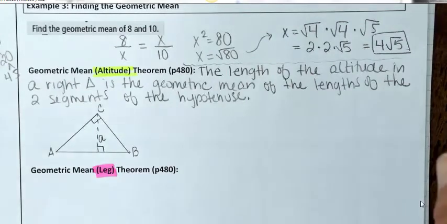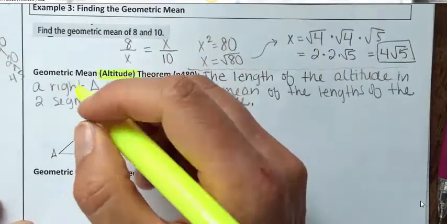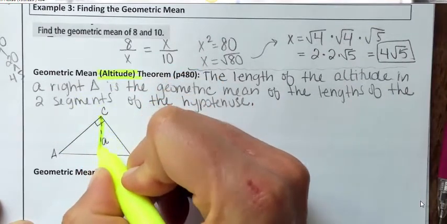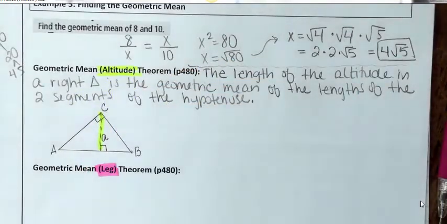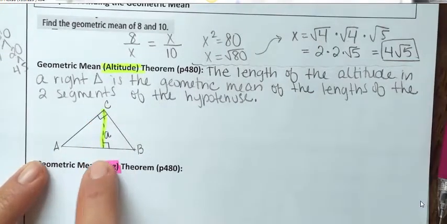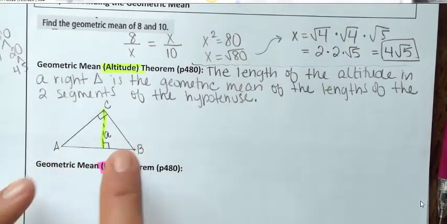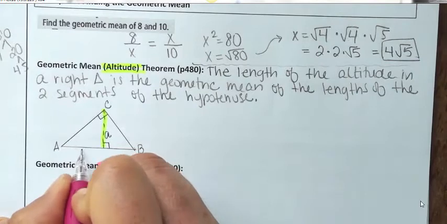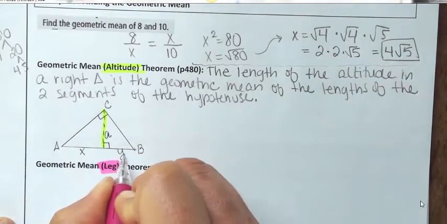Okay, so my altitude is this yellow. I'm going to highlight it in yellow so that it matches altitude. Now, by drawing that altitude, I've taken my hypotenuse and I've split it into two separate pieces, right? So I've split it into these two pieces, x and y.